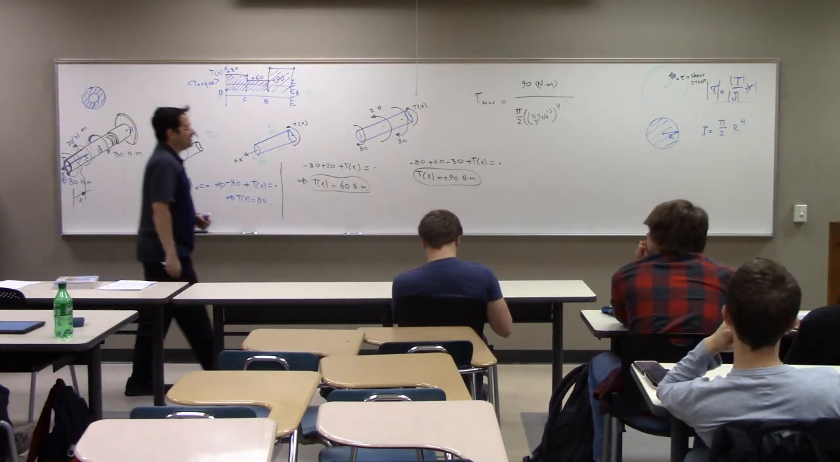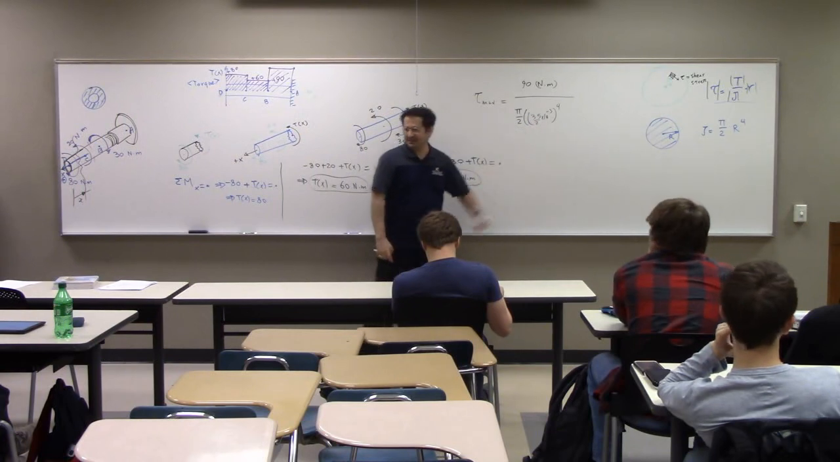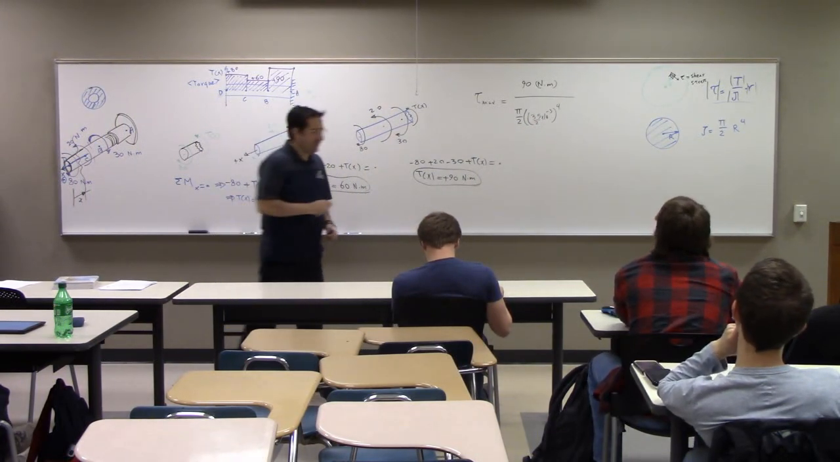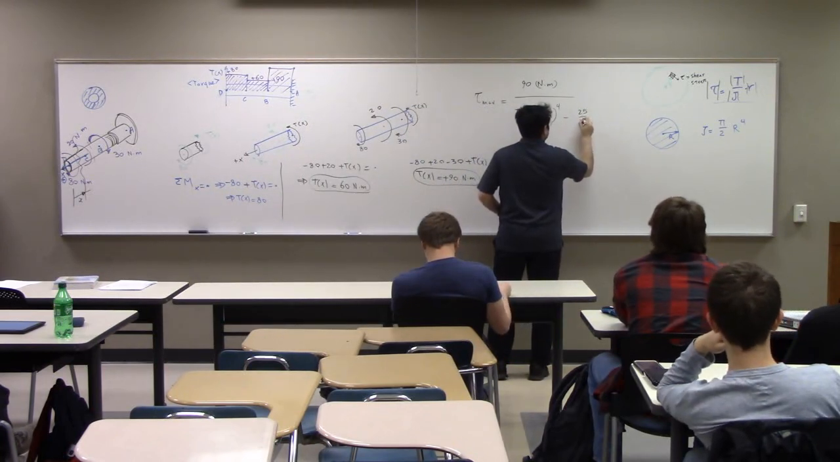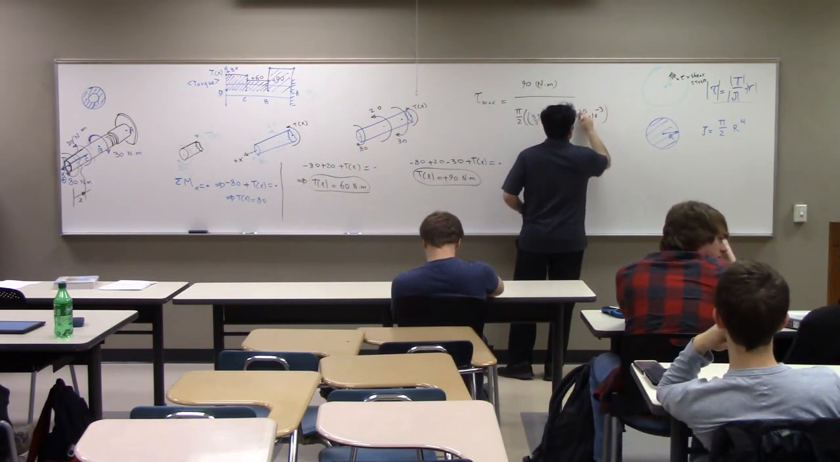So, 35 divided by 2. Okay? What else do I need? Subtract it by 25. 25. Don't forget this 2. Then 10 to the negative 3, to the 4.